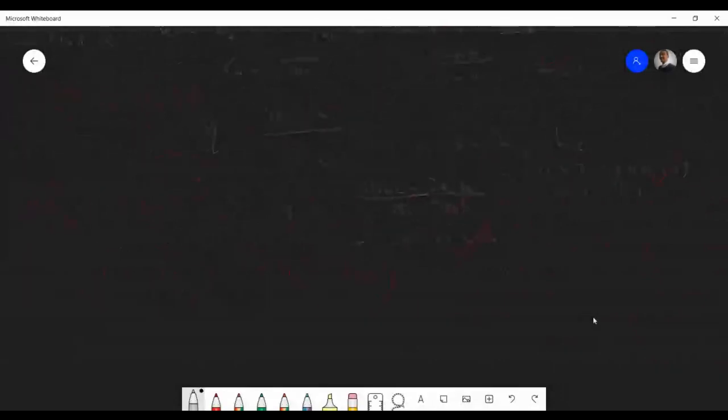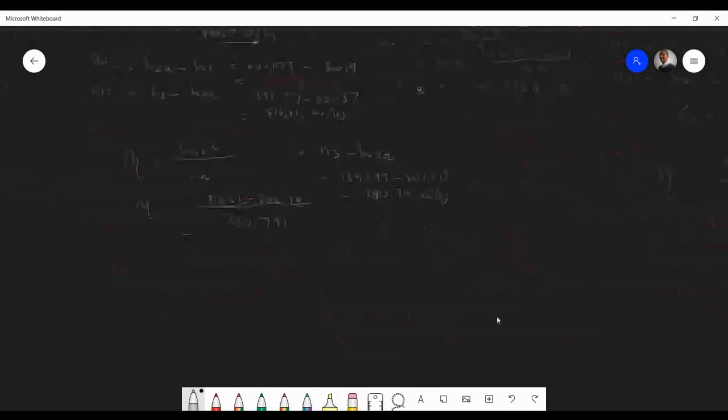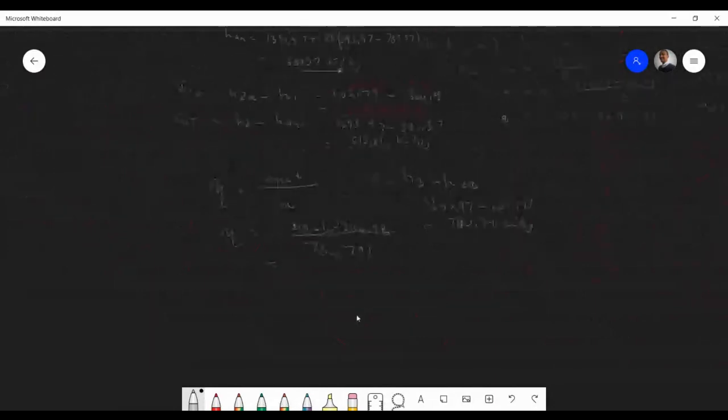If you compare our previous thermal efficiency, let's see what we got. Obviously, there are more marks on this kind of thing. We should get that efficiency should drop. So what is my thermal efficiency there?